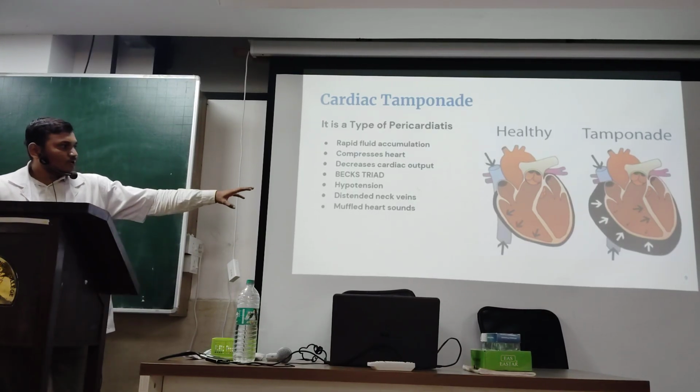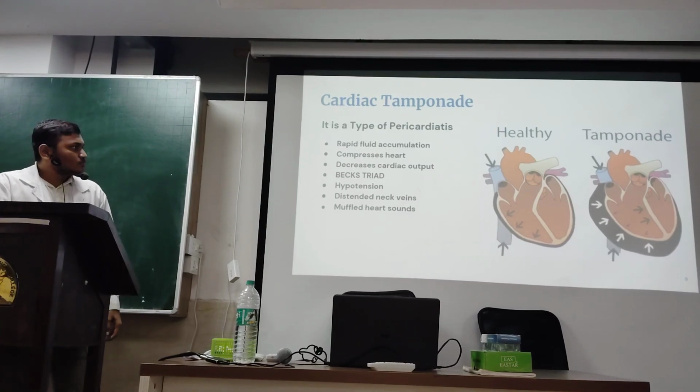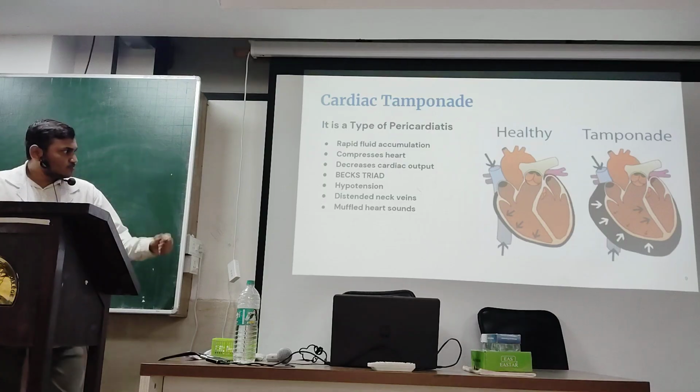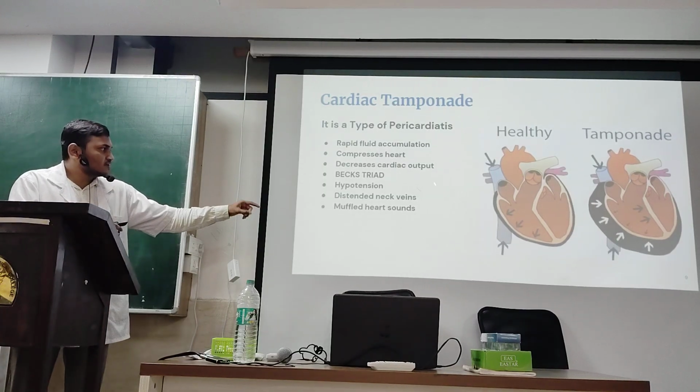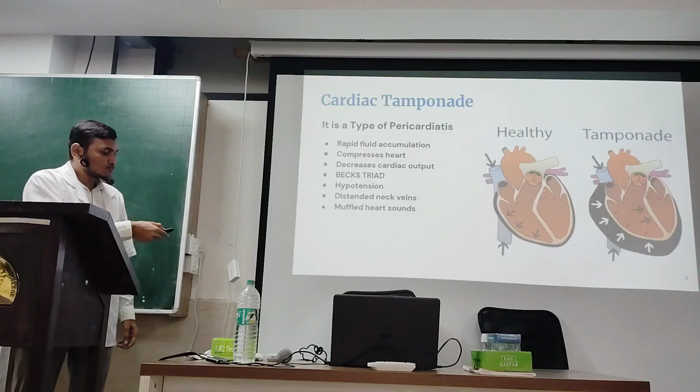There is a rapid fluid accumulation which compresses the heart, thereby decreases the cardiac output. The patient usually presents with a sign known as Beck's triad. It causes hypotension, distended neck veins, and muffled heart sounds.